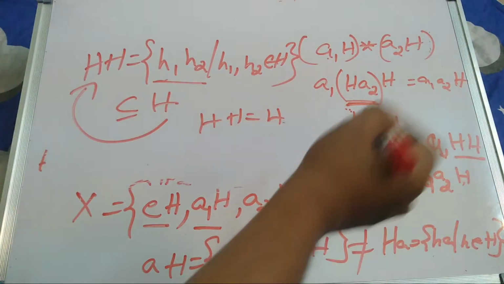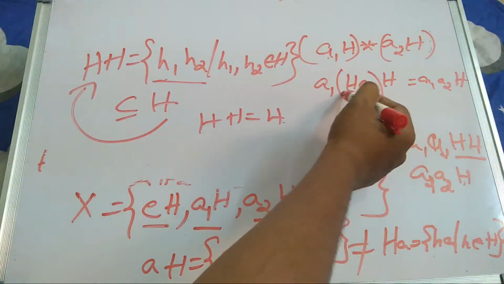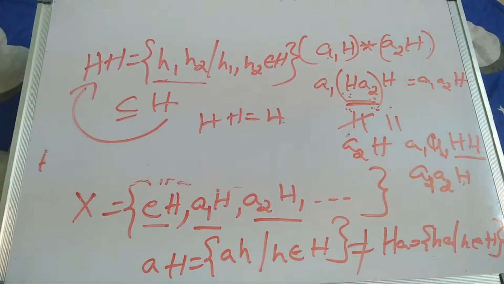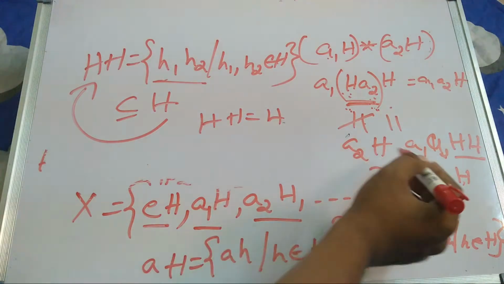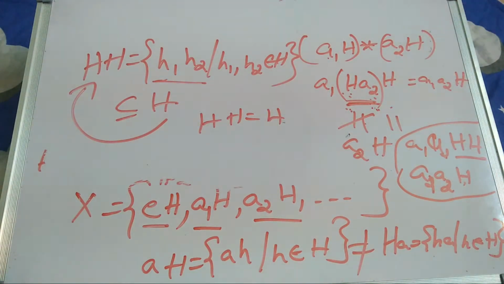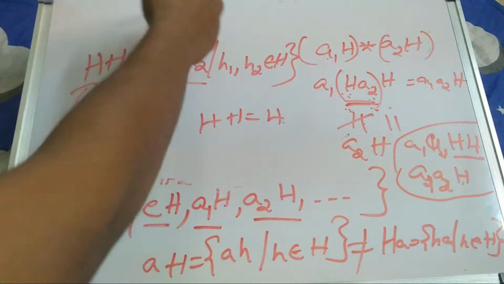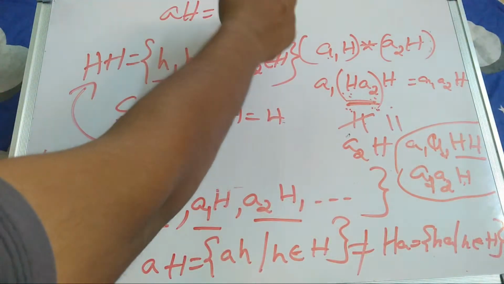Everything here happens, the operation is properly defined, only when you can switch places of H and A. That is, for any A in the group, AH must be equal to HA. Only then can we define this to be a binary operation. So what we are trying to do is restrict the property on the subgroup, where every left coset of that subgroup must be equal to its right coset.